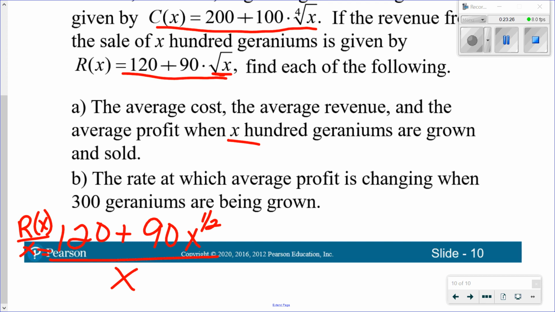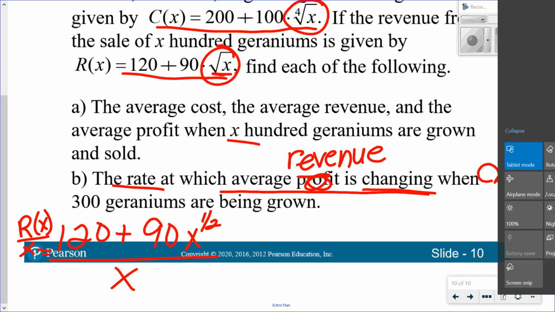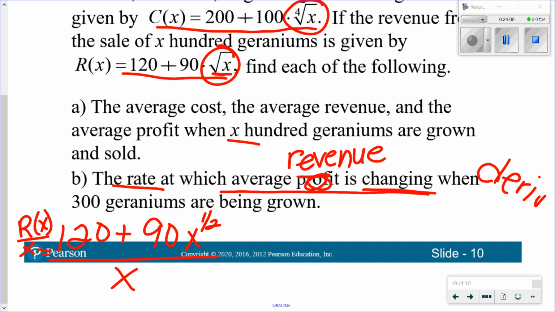But what they do want to know is the rate at which average profit, we're going to do average revenue, mostly because I don't want you to have to deal with that and that in the same problem. So that's why I decided not to do the profit function. I would not give you one quite that convoluted. So in order to find the rate at which average profit is changing, that is going to be a derivative. When you see rate, we should be thinking slope, we should be thinking derivative. The rate at which something changes is our derivative.